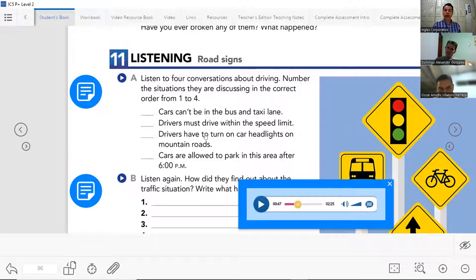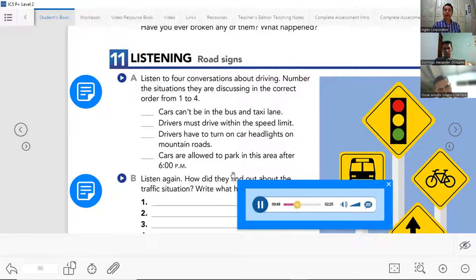Driver have to turn on car headlights on mountain road. That's correct. Okay, that's you, right, Mariano? Yes. Good, I recognize your voice. So that's it, right? Drivers have to turn on car headlights on the mountain roads. That's it. Now, the second one.